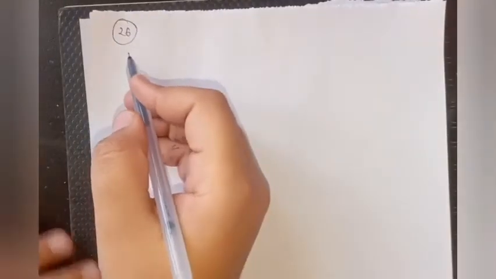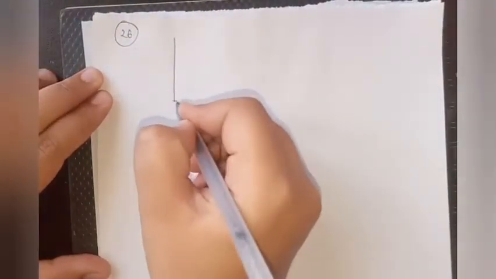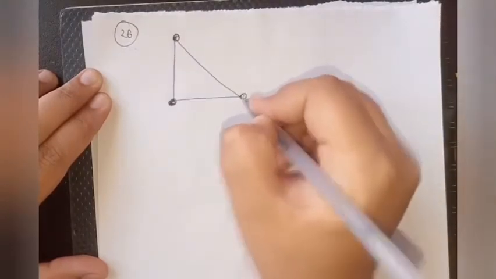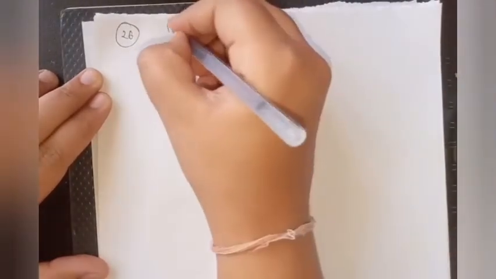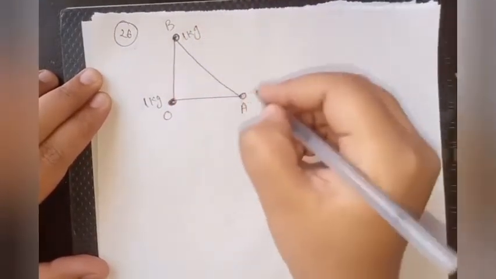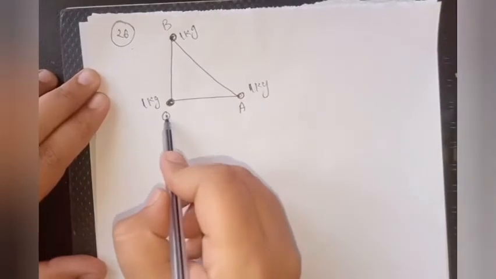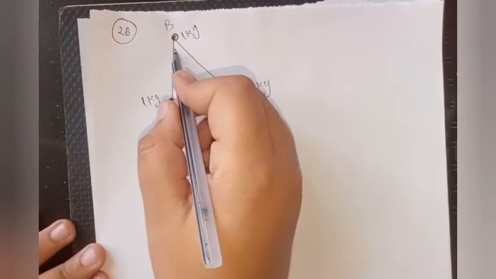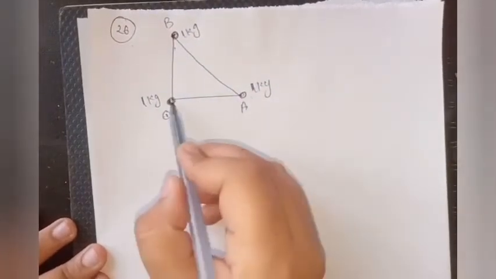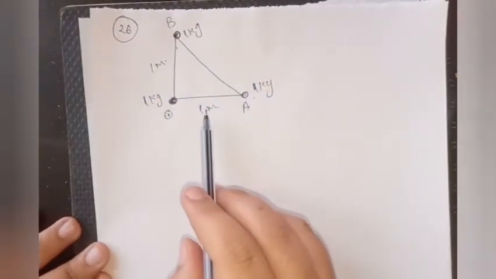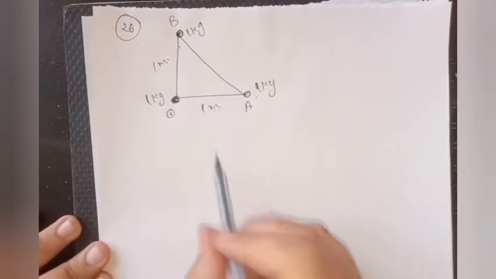In question number 26, 3 particles each of mass 1 kg are placed at the corners of a right angle triangle OAB. The mass of each particle is 1 kg. Here O is taken as origin, OA as positive x-axis and OB as positive y-axis. It is given that OA and OB are 1 meter. We want to find the position vector of the center of mass.